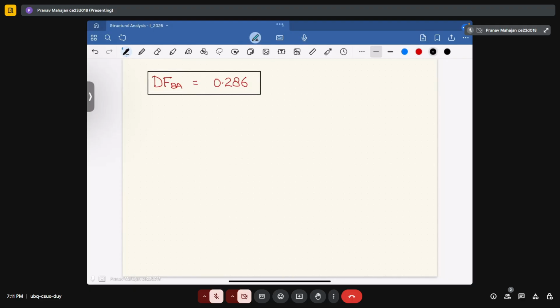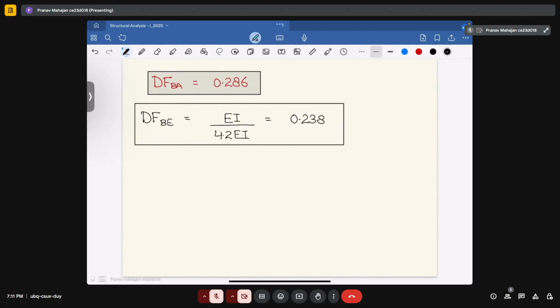Two you have already calculated. The third we will calculate now. So our third distribution factor, that is the distribution factor for BE, will come out as EI divided by, now I am writing it completely, 4.2 EI, and it will give you the value 0.238. Else I have one more method, that is, the distribution factor of BE will be equal to 1 minus distribution factor of BA minus distribution factor of BC. That way also I can calculate it. Now I have calculated the distribution factors for all the members at joint B.